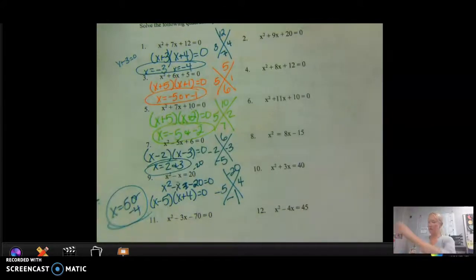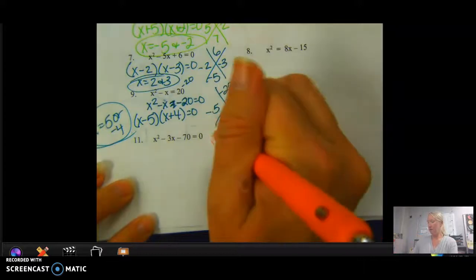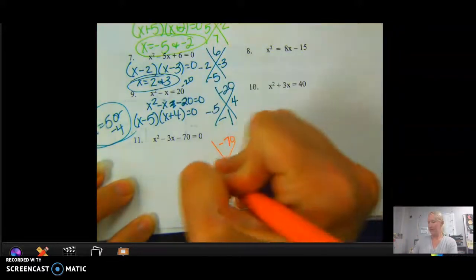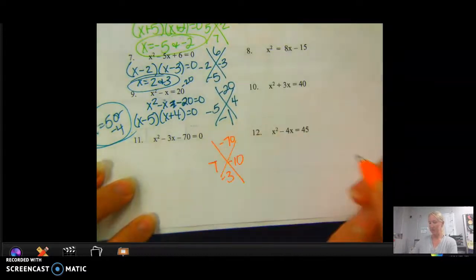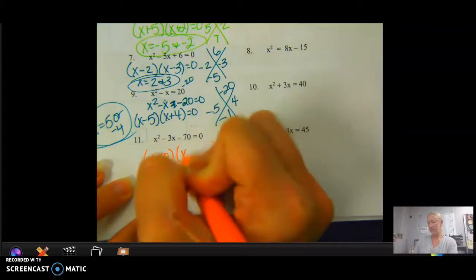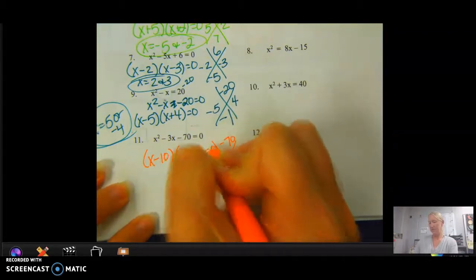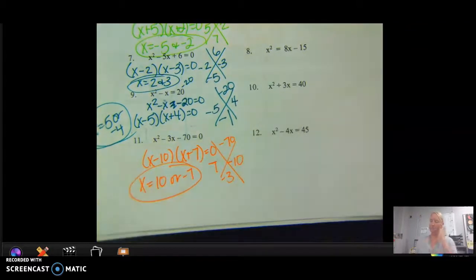One more. Negative 70 when I multiply, negative 3 when I add. That's 7 and 10. 10 would be the negative. x minus 10, x plus 7 equals 0. x equals 10 or negative 7.